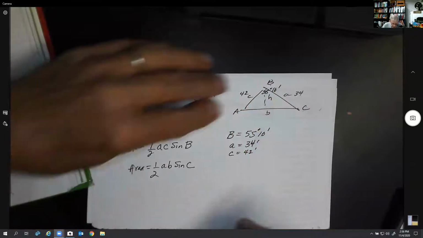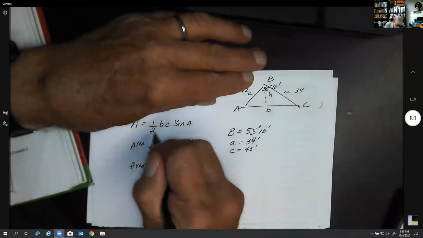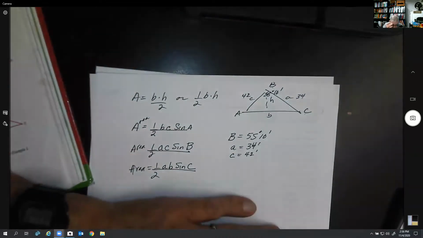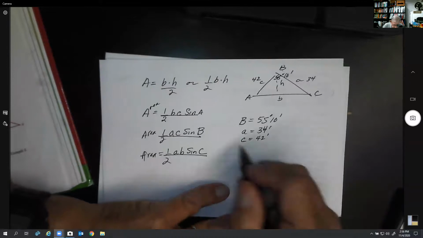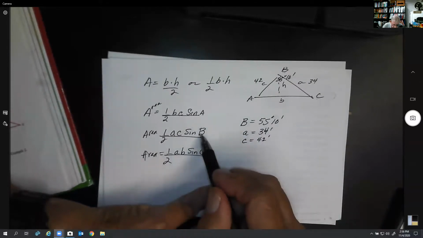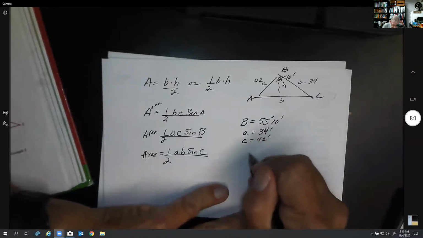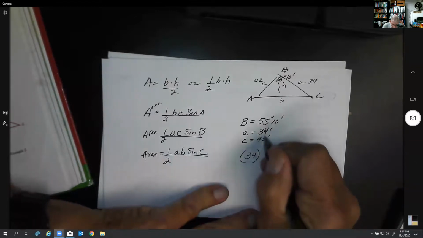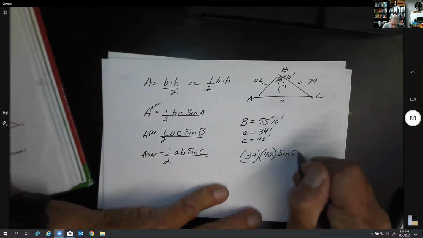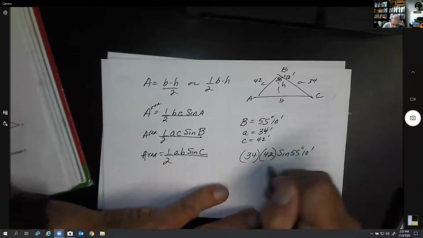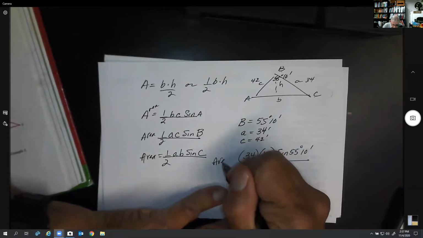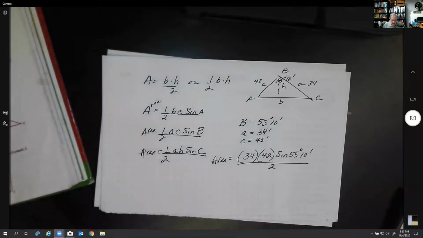So we're going to use the law of sines. Now, if you don't want to use 1/2, you can just put this over 2, like that. So I'm going to use that variation. Which one am I going to use? AC sine B. I'm going to use this one. So it's going to be A times C times the sine of 55 degrees, 10 minutes, divided by 2. And this should give me the area of that triangle without knowing the height.